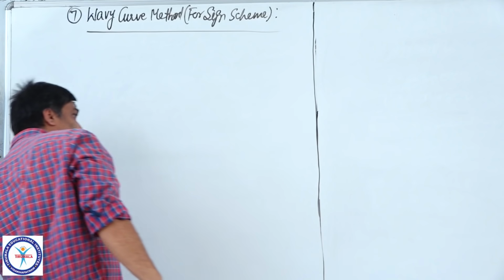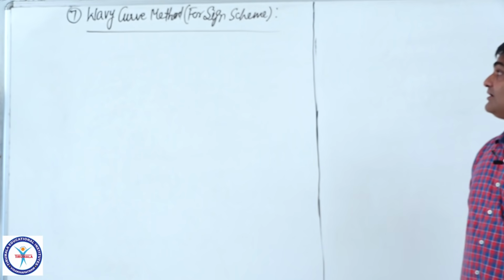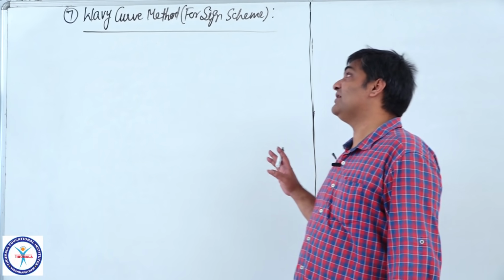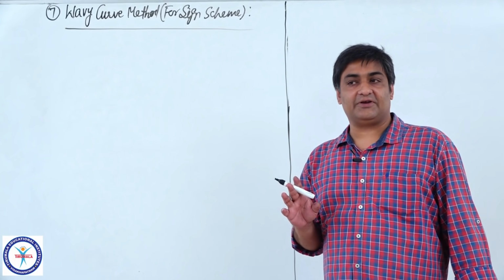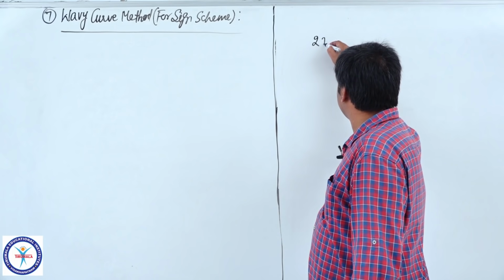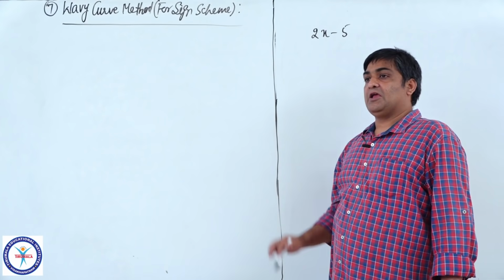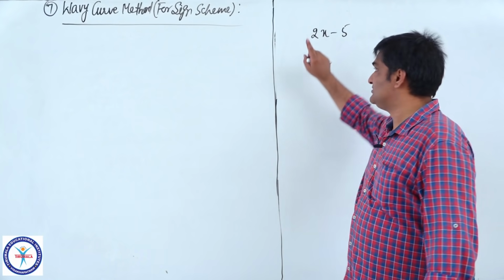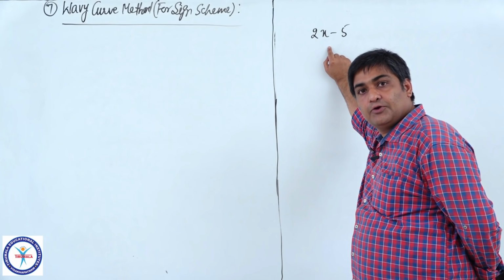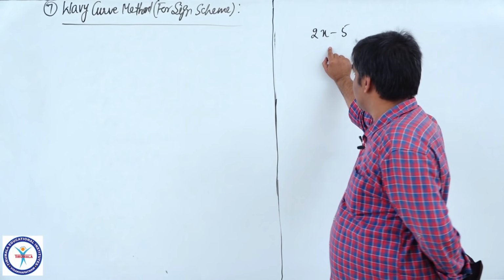First of all, what do we mean by sign of the expression? In maths, there are two types of signs, positive or negative. Consider an expression 2x minus 5. If we go on changing the values of x, the value of the expression will also change.